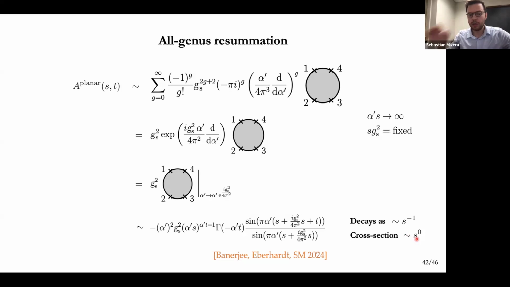So roughly speaking, what you would see here is that if you study it at every new genus, the cross section will grow as to the first power, to the second power, third power, and so on. You would see worse and worse behavior, but all of that turns out to resum into a constant.